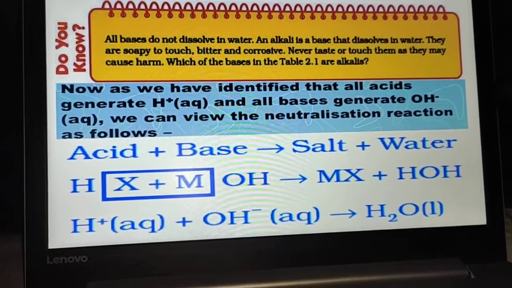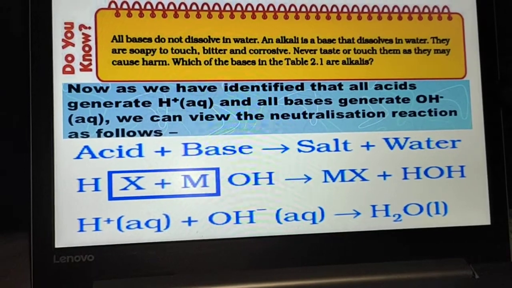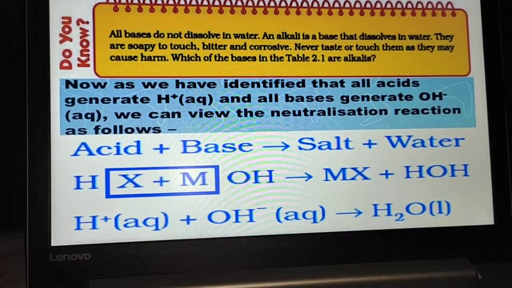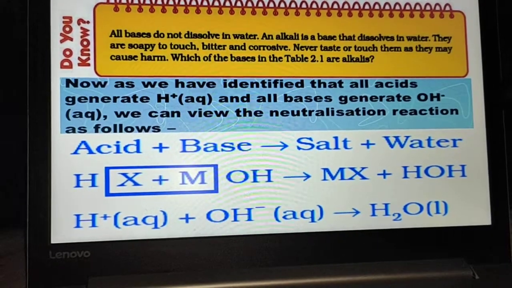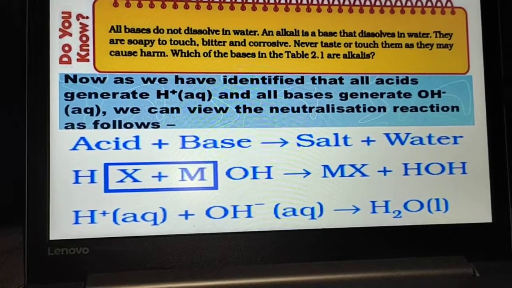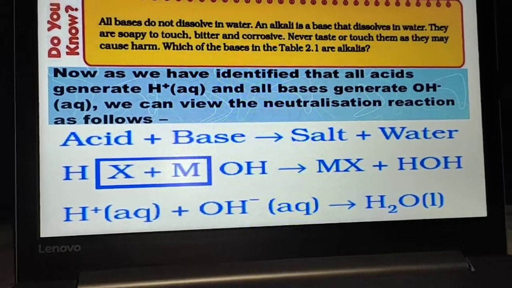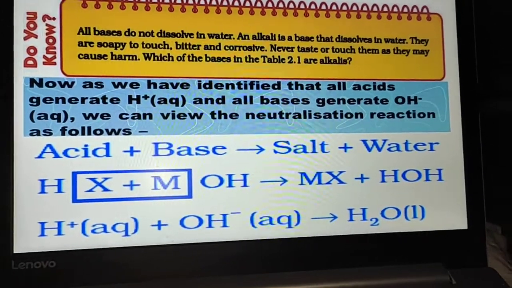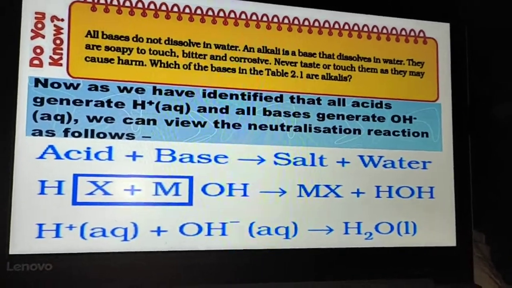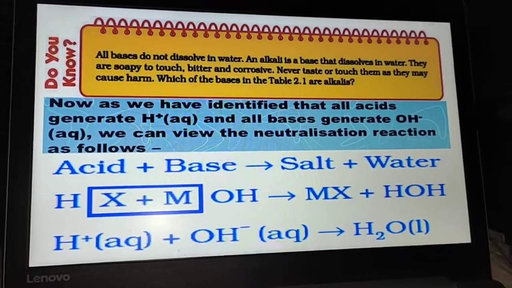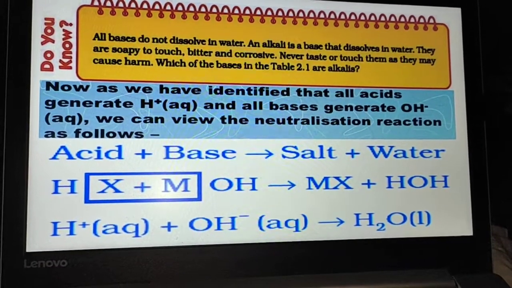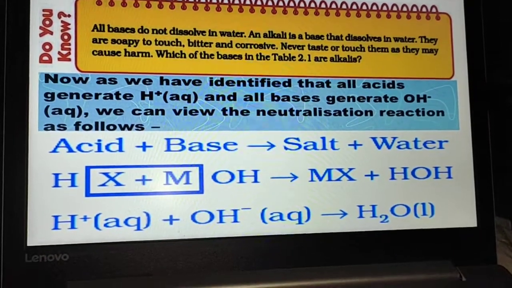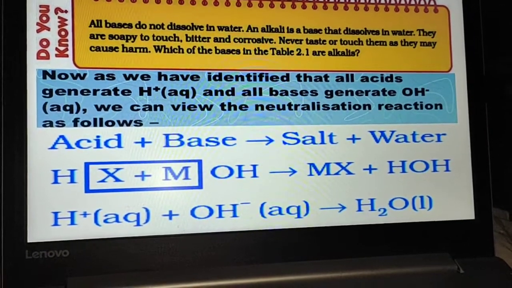Now this is your book concept. All bases do not dissolve in water, and an alkali is a base that dissolves in water. They are soapy to touch, bitter and corrosive. Never taste or touch them as they may cause harm. Dissolving them produces heat, and they are exothermic in nature, which you dealt with in your first chapter. Now, as we have identified that all acids generate H plus and all bases generate OH minus, here we see the neutralization reaction.